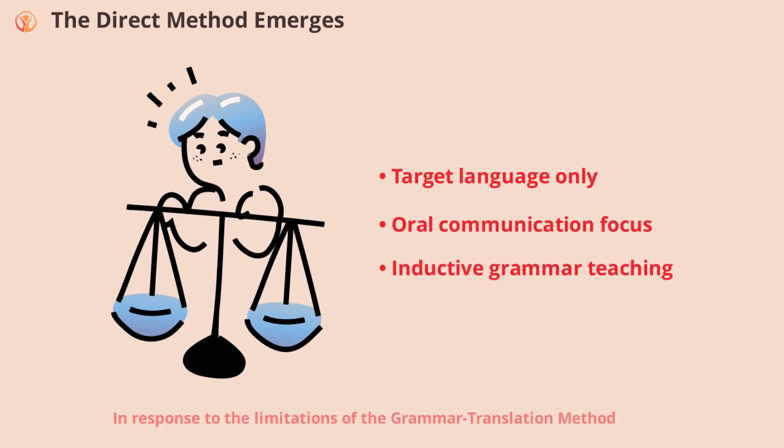In response to the limitations of the grammar translation method, the direct method appeared in the late 19th century. Inspired by how children naturally acquire language, it emphasizes using only the target language in the classroom. Teachers avoid translation and instead use conversation, visual aids, and real-life objects to teach vocabulary and grammar. The focus is on oral communication, with grammar taught inductively through context and interaction.